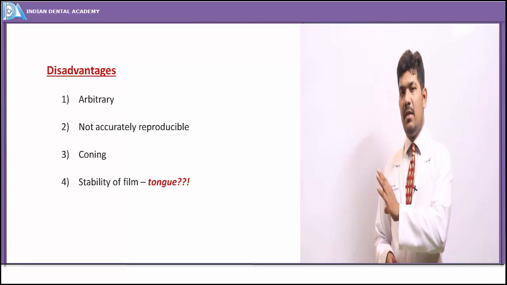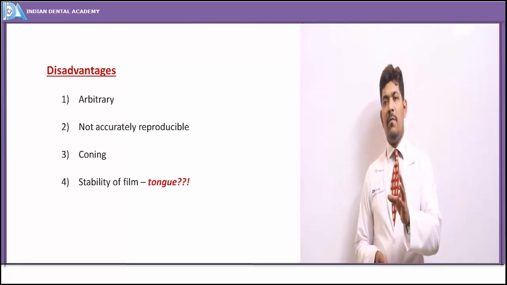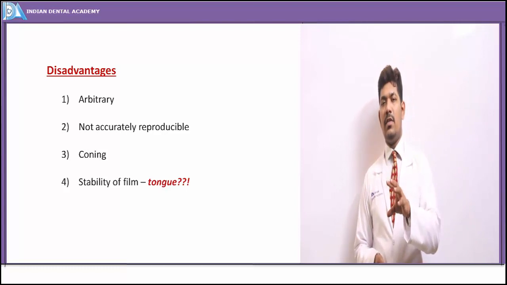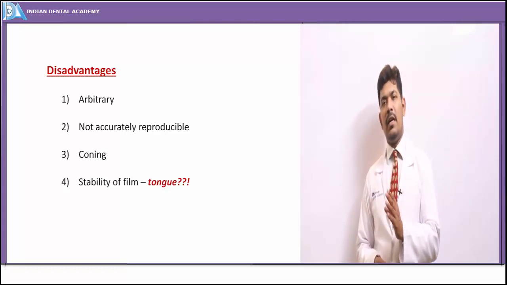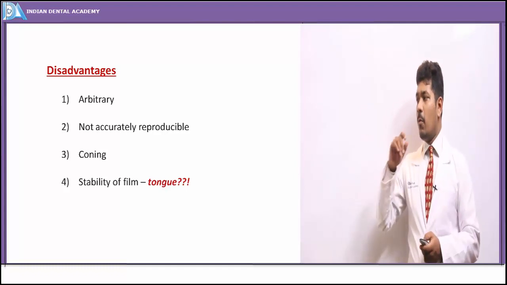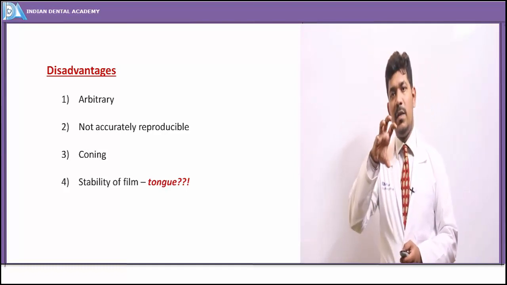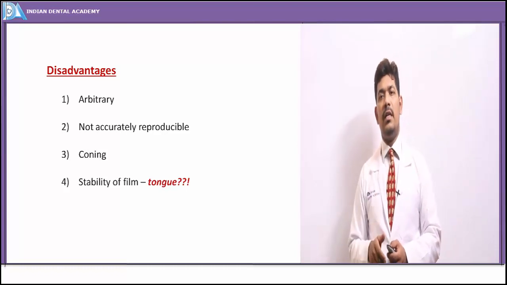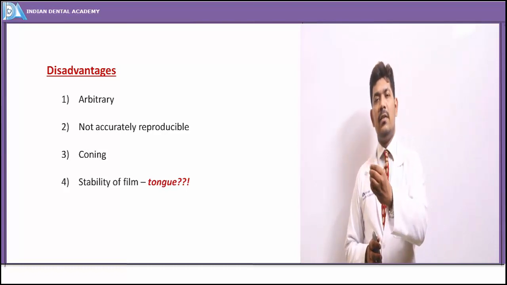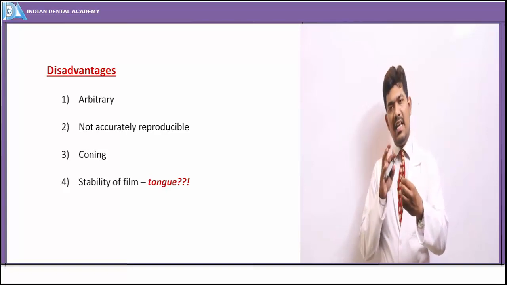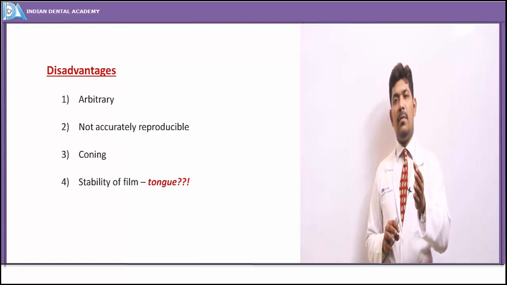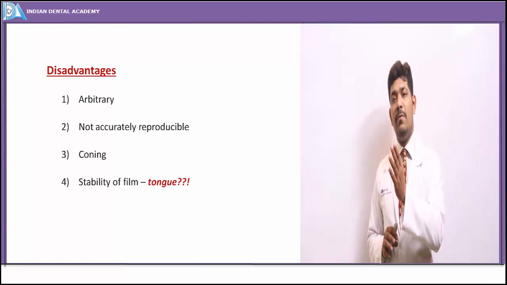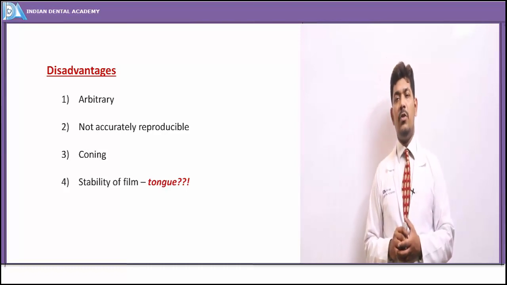Now, what are the disadvantages? As we have seen in the placement of the X-ray films, it is much more arbitrary. That is to say, it cannot be reproduced to a similar extent if we use it at two different times in two different people. We don't have a specific cone positioning image or indicators which can position the cone at the same position at two different times. It is an arbitrary, subjective, dental physician specific image which we are producing over here.